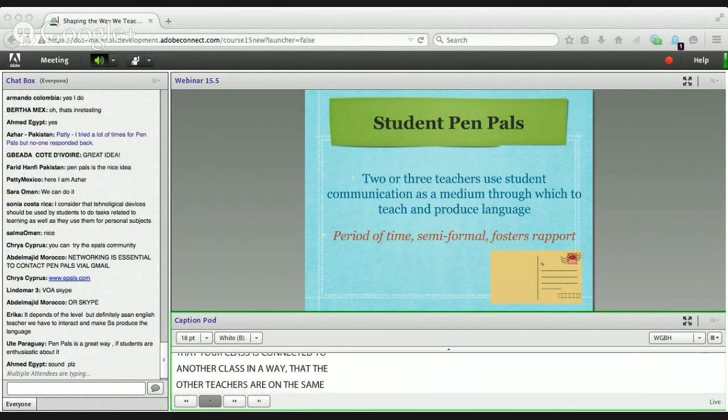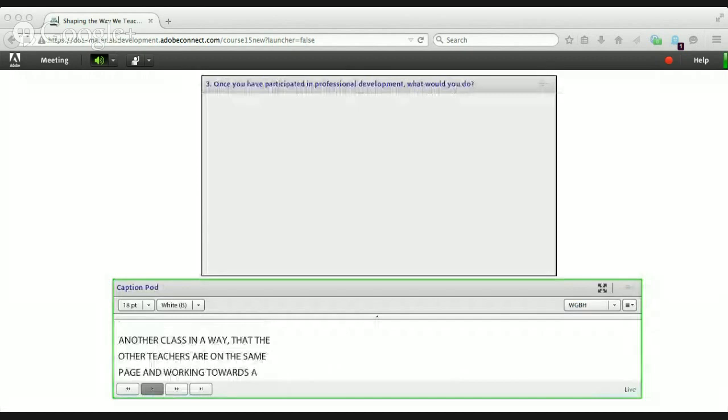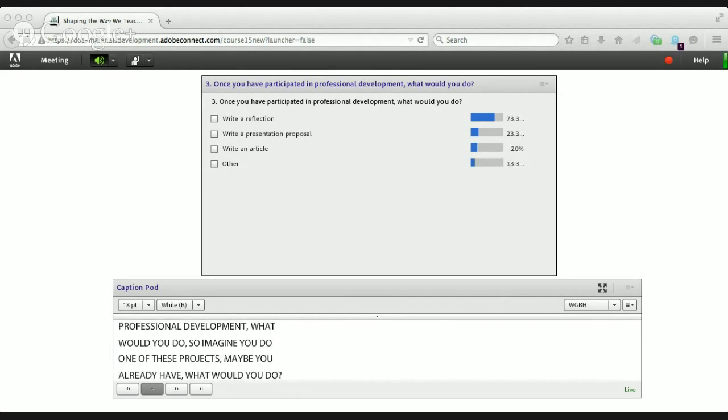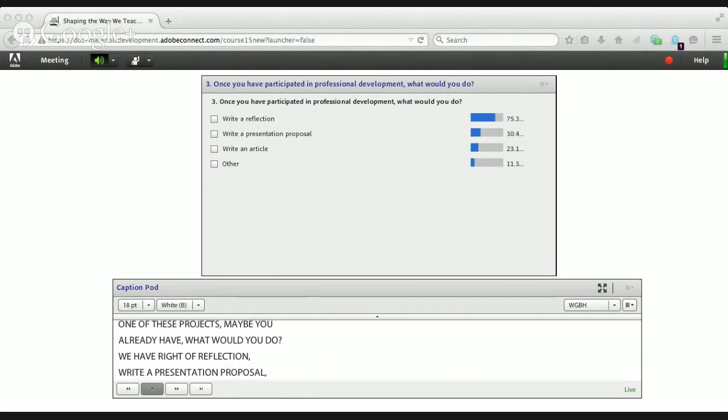Okay, so we are going to go back to the polls. And I'd like you to share, once you have participated in one or more of the forms of professional development, what would you do? So imagine you do one of these projects, maybe you already have. We have write a reflection, write a presentation proposal, write an article, or maybe some other thing. Okay, so we have a lot of people that would write a reflection, which I think is a really positive way to think about what you're doing in the class, how you're collaborating, what you would like to do in the future. It's a very powerful tool. Okay, so many people would write a reflection.